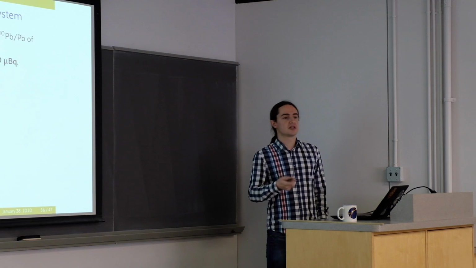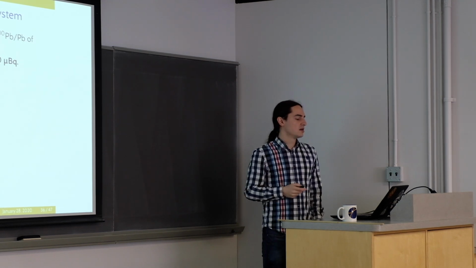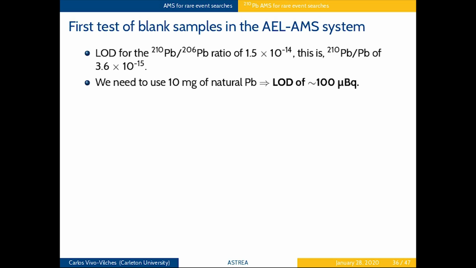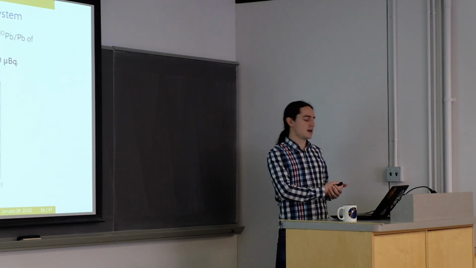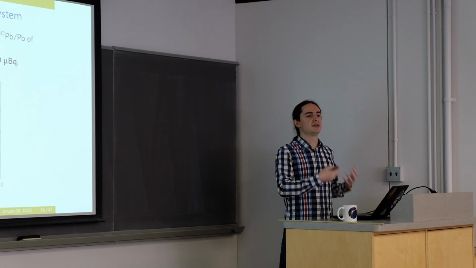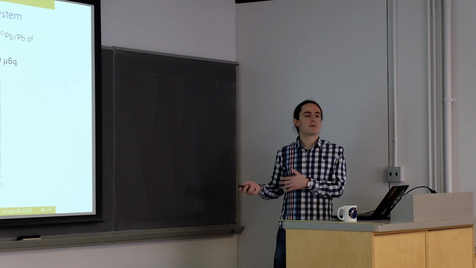We also checked with the first measurements that we have a limit of detection of the ratio that we are measuring, lead-210 to lead-206, in the order of 10 to the minus 14, which is close to what we measure for other radionuclides in AMS. So taking into account that we had to add an amount of 10 milligrams of natural lead, this means that our limit of detection is 100 microbecquerels. This is going to depend a lot, in terms of specific activity, on the amount of sample that we can treat, depending on which kind of sample we are using.